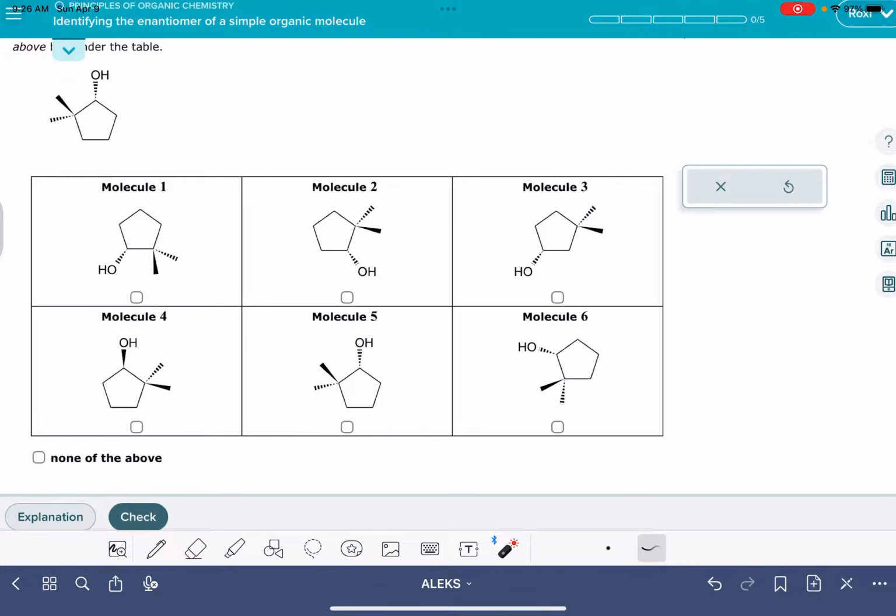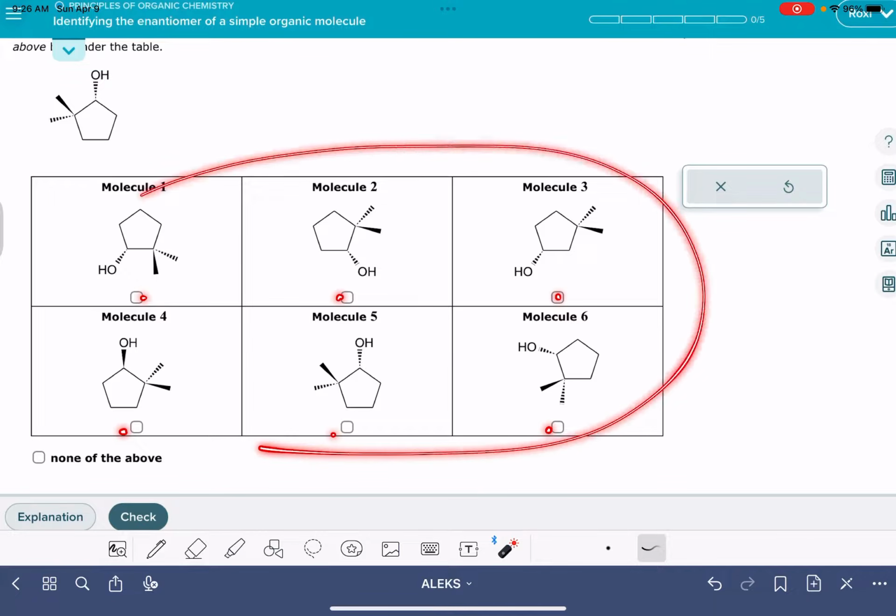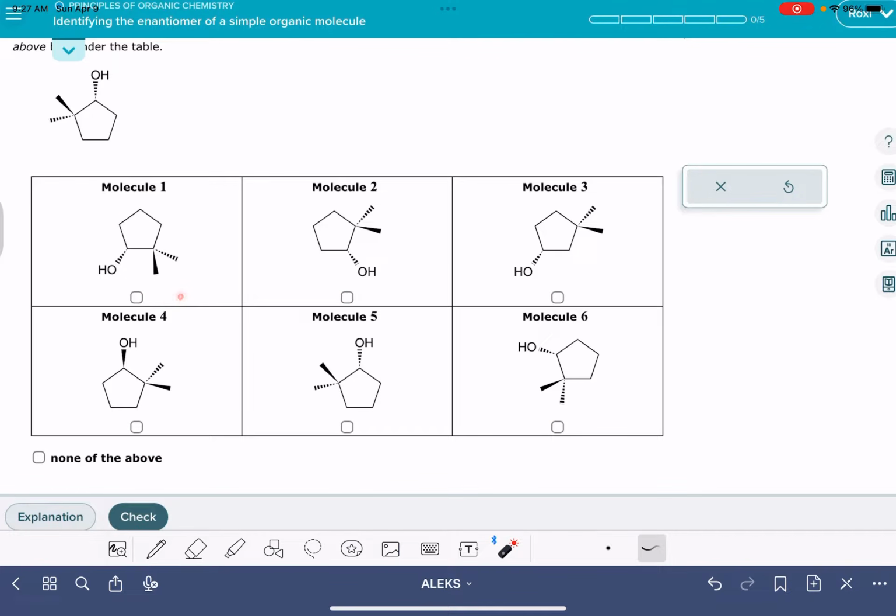In this video, we're going to work on the ALEKS problem called identifying the enantiomer of a simple organic molecule. This problem provides us with a molecule and then 6 additional molecules. We have to decide if any of these 6 molecules are enantiomers of the provided molecule. It could be just one, or it could be multiple, or it could be none of the provided molecules.